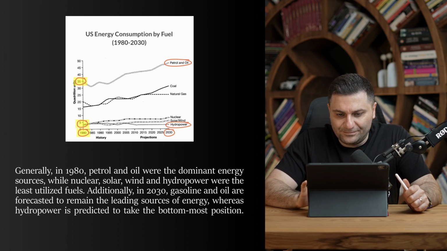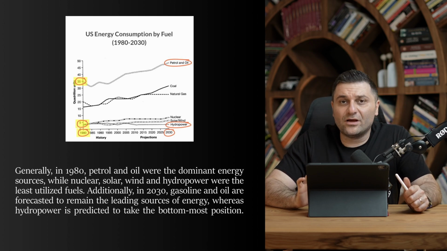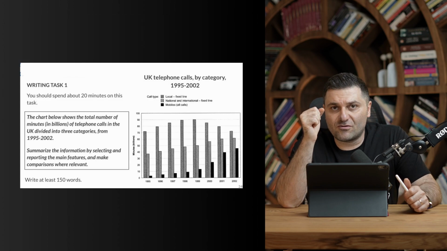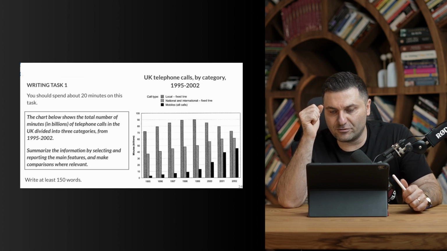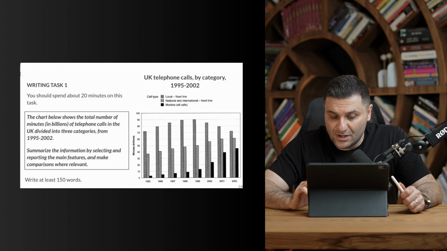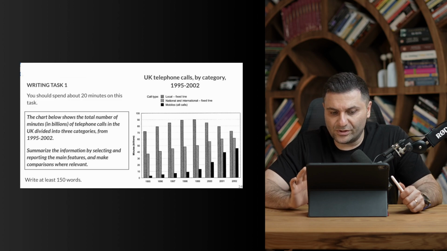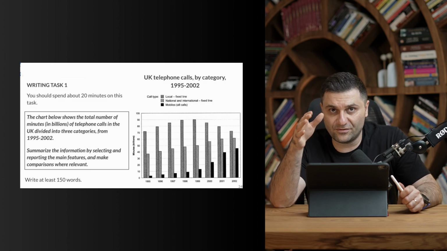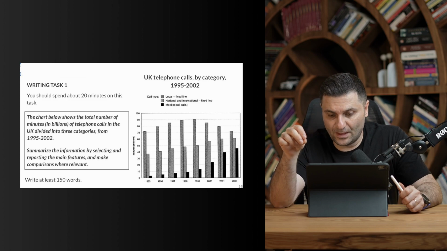Now, let's work on another trend graph. And as you can see, here's a bar chart, UK telephone calls by category from 1995 up to 2002. So let's read the question. The chart below shows the total number of minutes in billions of telephone calls in the UK divided into three categories from 1995 up to 2002.